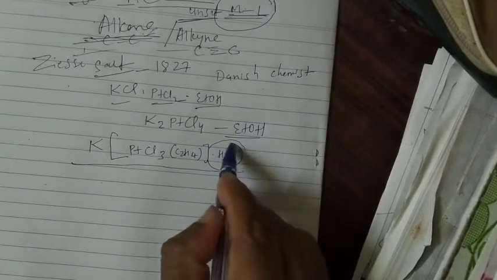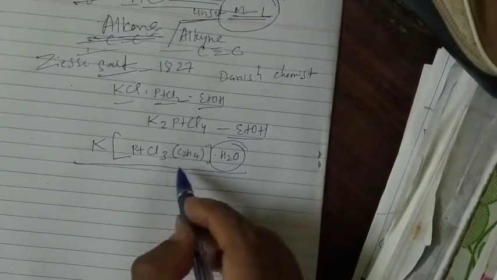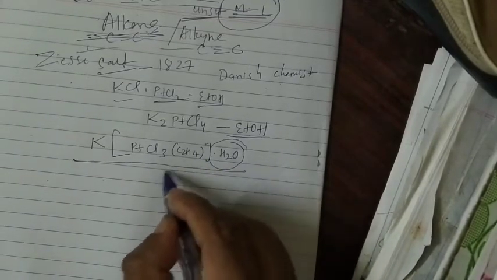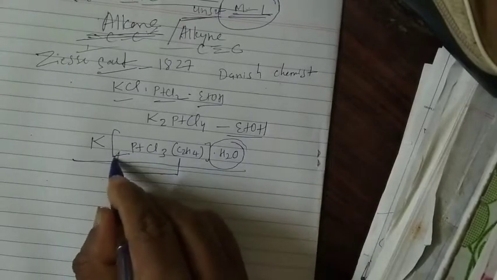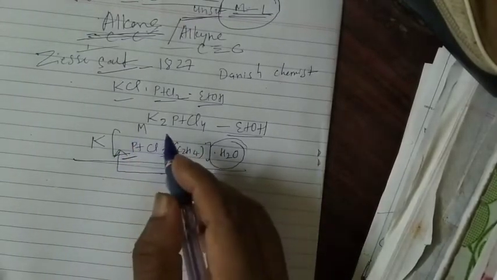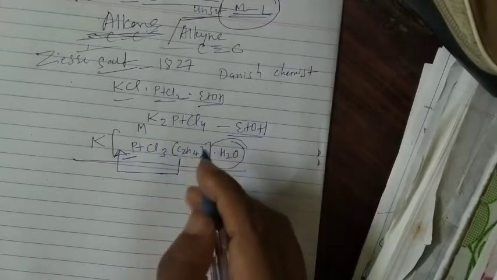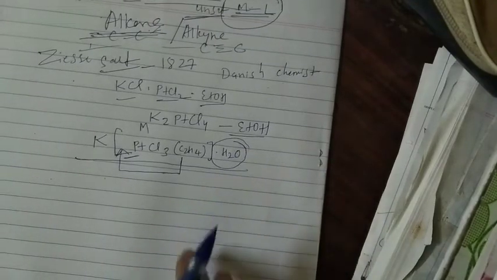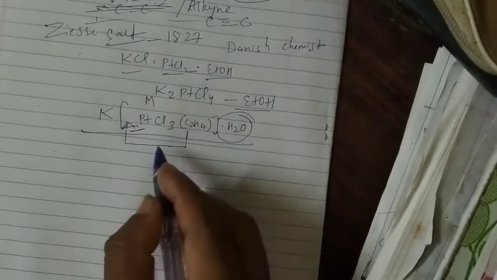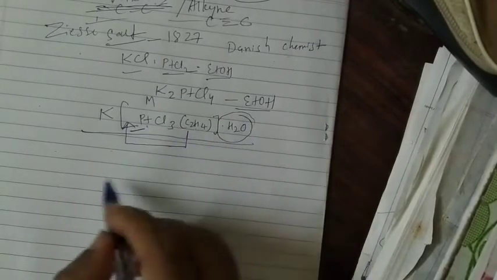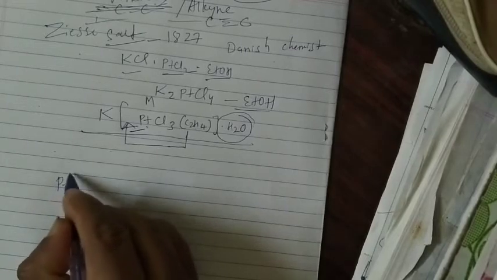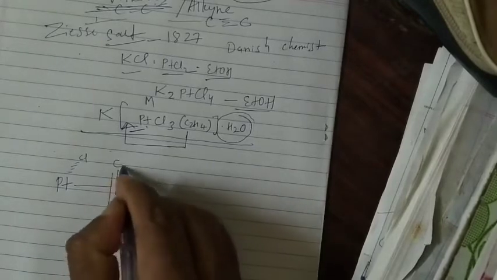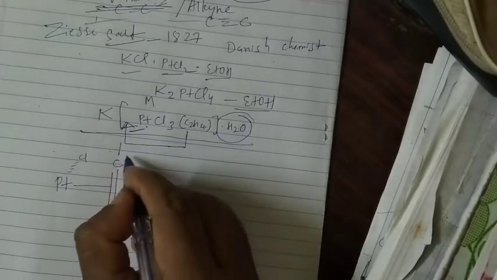This is the water of crystallization. It is PtCl2 with C2H4, ethylene, so it contains coordinated ethylene. Here you have the coordinated ethylene bonded to the metal; platinum is the metal here. As I said, you can see the water of crystallization, and the metal is bonded to both carbons. So you can see how the bonding is: the metal Pt is bonded to both of the carbons in this fashion. This is Pt, this is chlorine, this is carbon and this is carbon, and the hydrogens are like this.